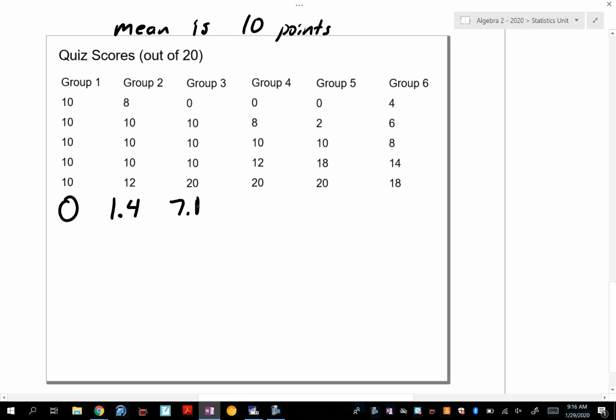Let's look at group 4. Okay? Look at group 4. Compare group 4 to group 3.